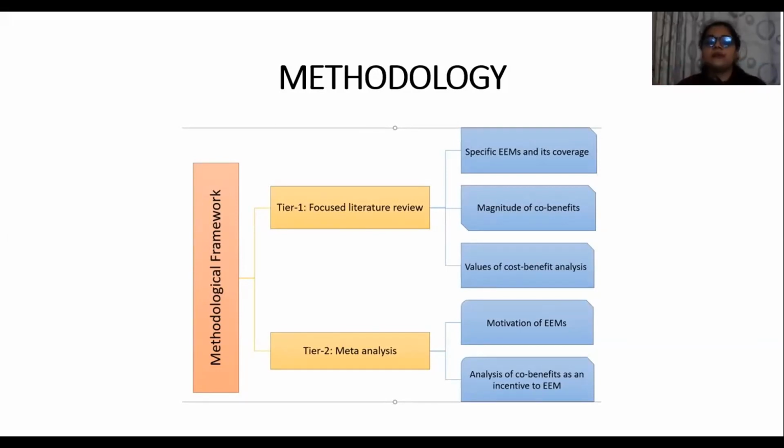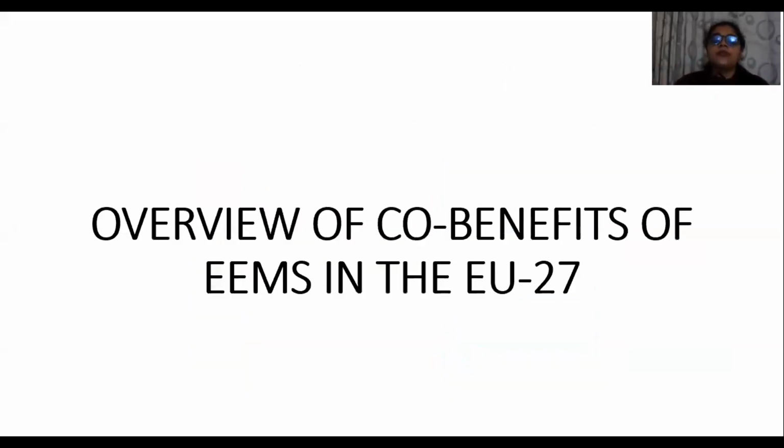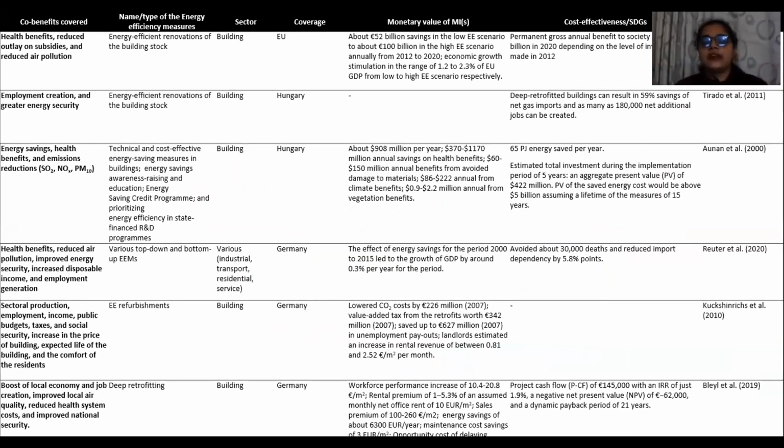From the data reported in the literature that we obtained from our tier 1, we conducted a meta-analysis to find out what kind of incentives motivated the uptake of EMs in the two regions, what their corresponding co-benefits were, and whether these co-benefits could serve as incentives to take up further EMs in these two regions. The following slides present our findings, and this table presents the studies conducted in the EU27 region.